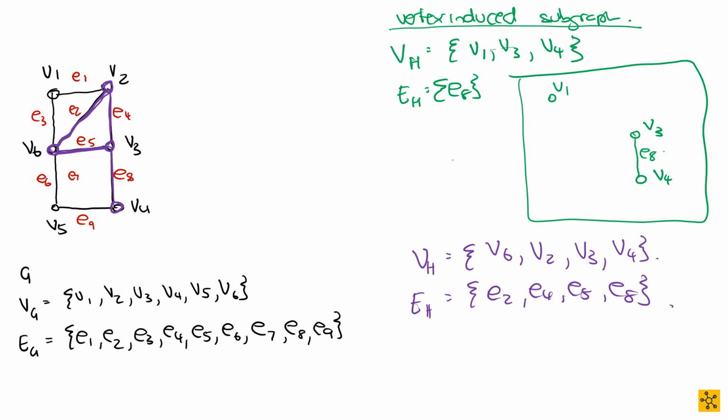Now, if we had described it without one of those edges, it is not a vertex-induced subgraph. So it has to have all the edges coming through where it has both its end vertices in this new subgraph.